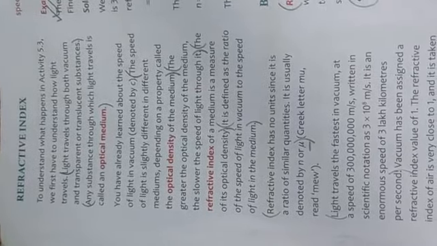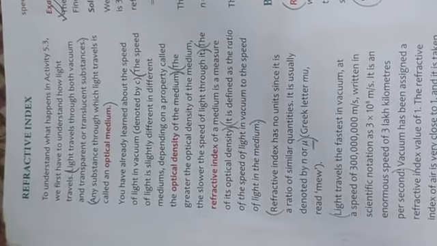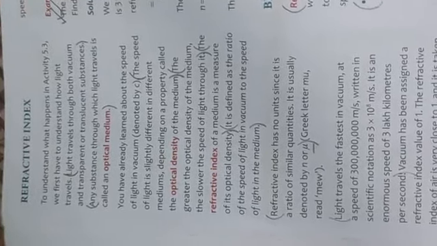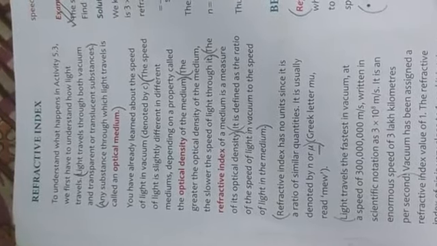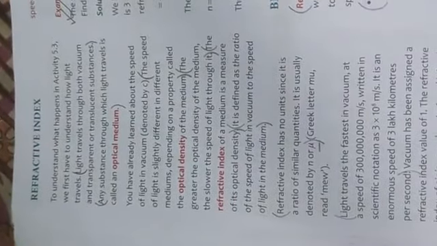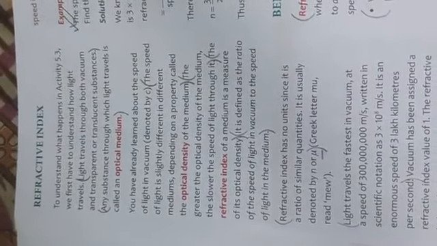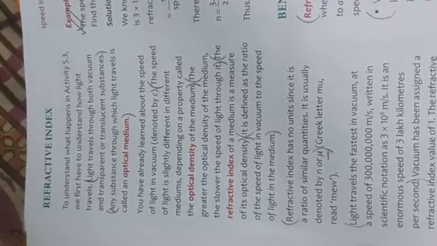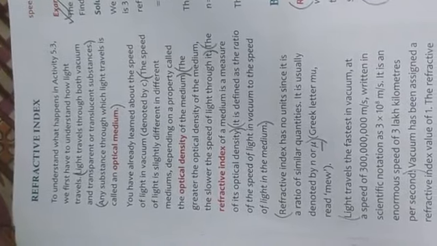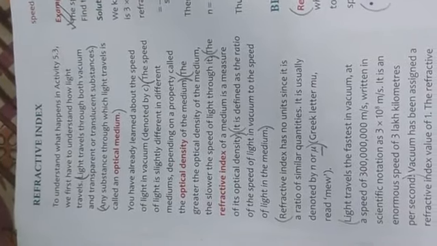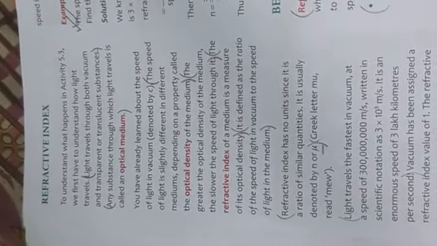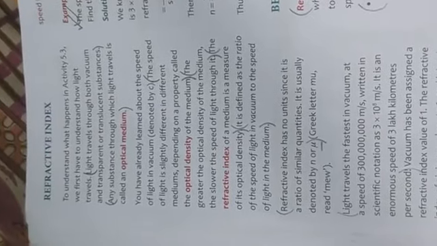If the question arises, what do you mean by rarer medium and denser medium? Rarer medium means the medium in which the speed of light is maximum, and denser medium means the medium in which the speed of light is minimum. You must know that light travels through vacuum, transparent or translucent objects. Any substance through which light travels is called an optical medium. The speed of light is slightly different in different media, depending upon the packing of molecules, which is called the optical density of the medium. The greater the optical density, the slower the speed of light passing through it.